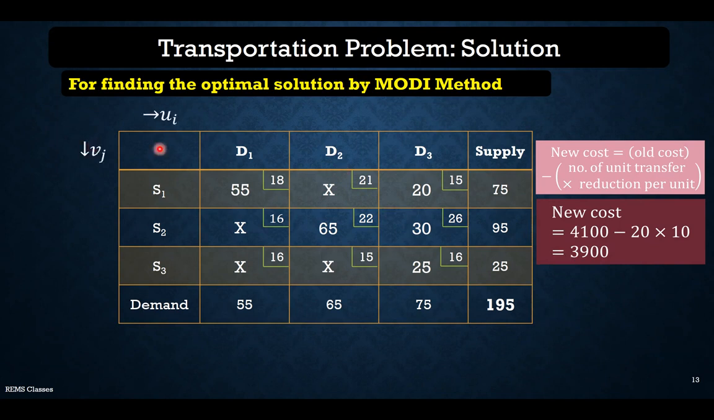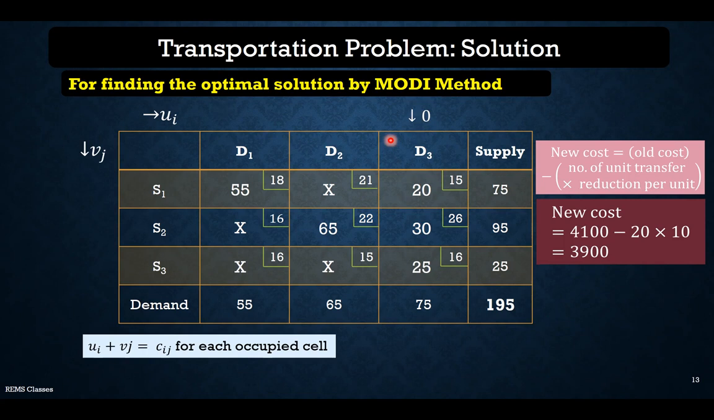In this case, we can introduce 0 over here because the maximum allocation is in this particular column. There are 3 allocations, so we have initially introduced 0 in this column. So the value of u3 is 0. We can find the remaining values of u2, u1, v1, v2, v3 by making use of this formula. And this formula is very important. This formula is only valid for occupied cells, and not valid for unoccupied cells.